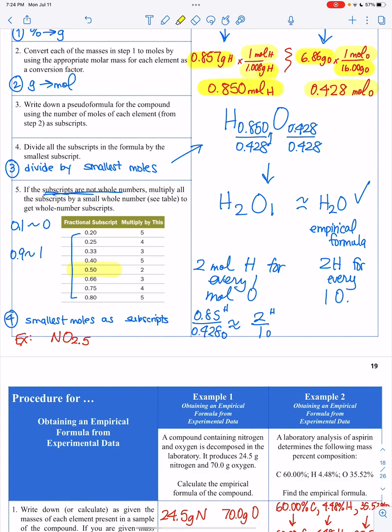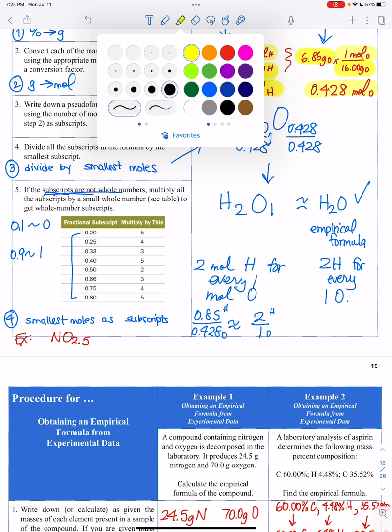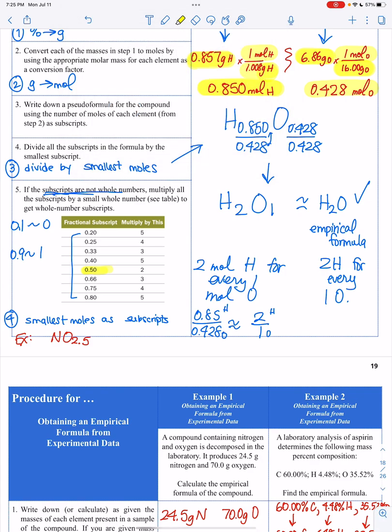I would say the 0.5 is good. 0.2 is good. Even the 0.3 is good. Actually, that's very large. You can't see that. So here are the ones that I would suggest you remember. If I get 0.5 in my decimal, I'm going to multiply everything by 2. If I get 0.33 or 0.3, I'm going to multiply everything by 3. If I get about 0.2 in my decimal, I'm going to multiply everything by 5.